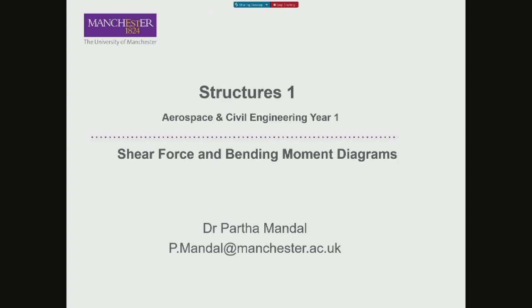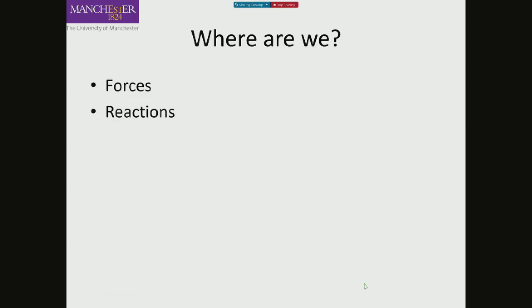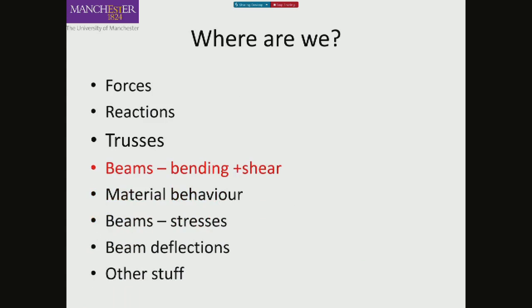Now, what are those? In terms of where we are, you have got forces, reactions, trusses, and then this is the last one from the first lot. First lot, by which I mean how big are the forces, for example. So this is bending plus shear. And then in the next half, we'll be looking at the resistance of the structures.